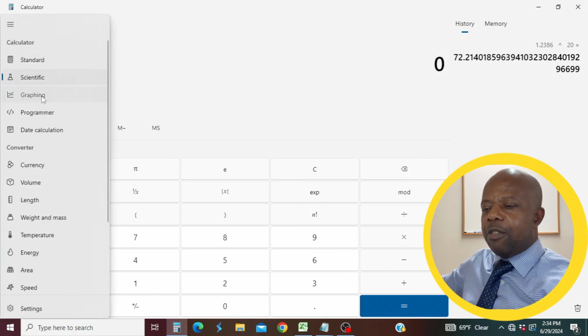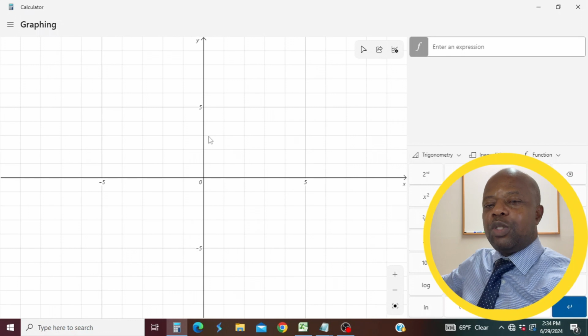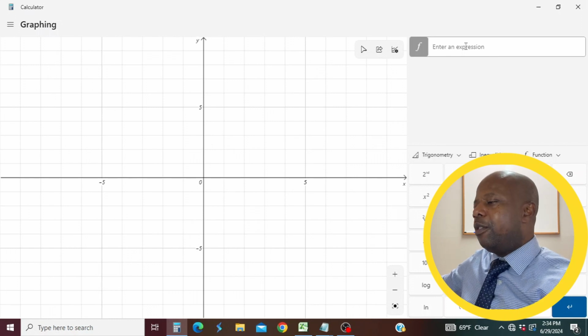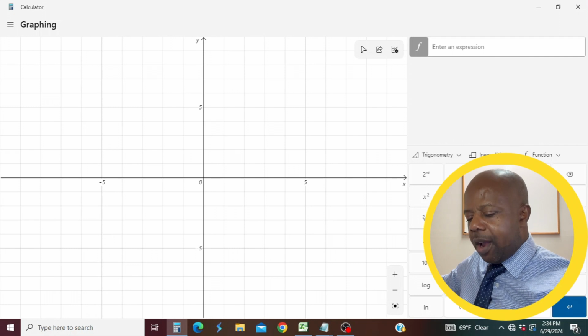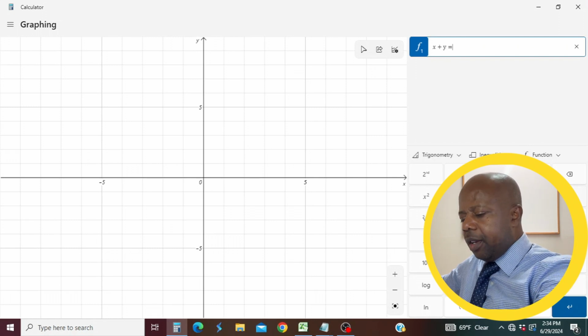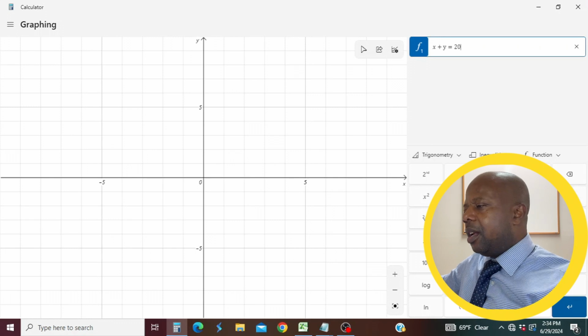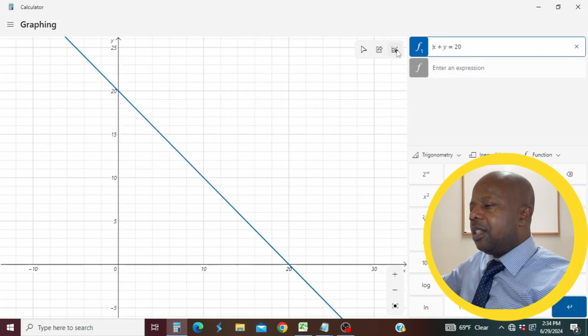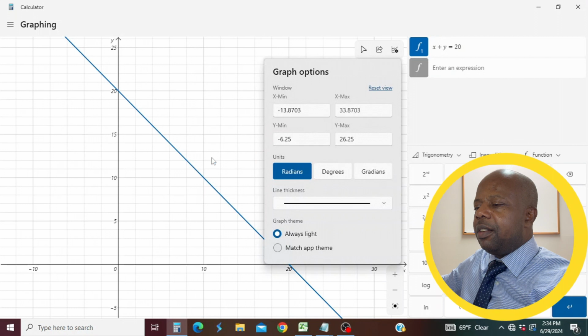Next, we have graphing calculator. Here you can actually plot graphs of expression. Let's say we have the expression x plus y equals 20. Then we plot the graph, it gives us that graph. You see, it also uses blue to indicate that particular graph.